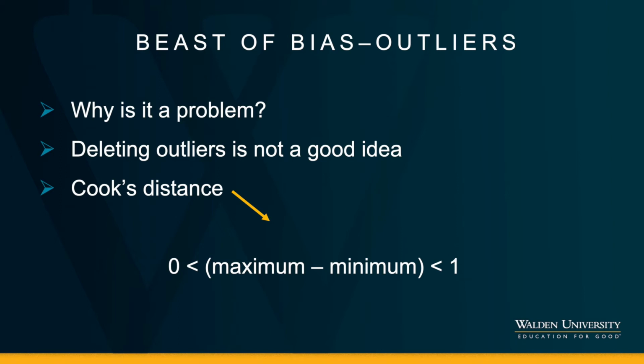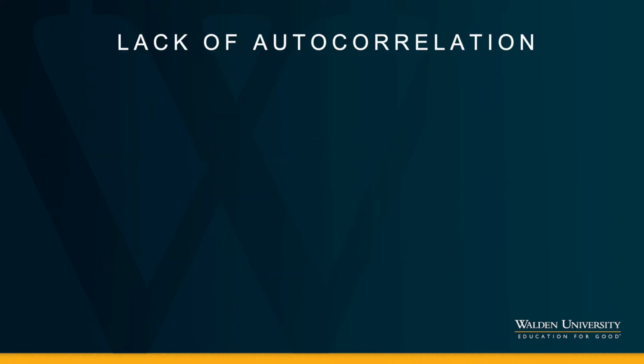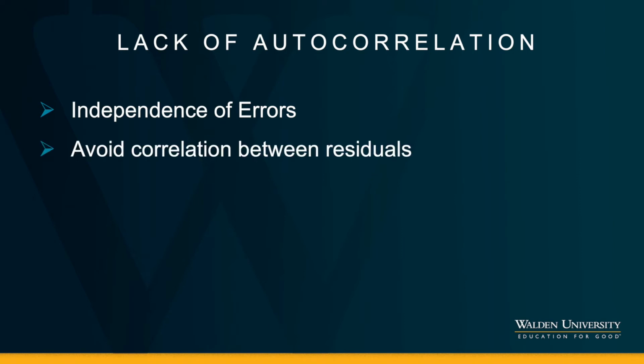And that takes me to the second assumption here, lack of autocorrelation, also known as independence of errors. And what we are aiming for is that the errors are not correlated, so that the residuals are totally independent of each other for any two observations. If we break this, the confidence interval and the significance will be invalid.